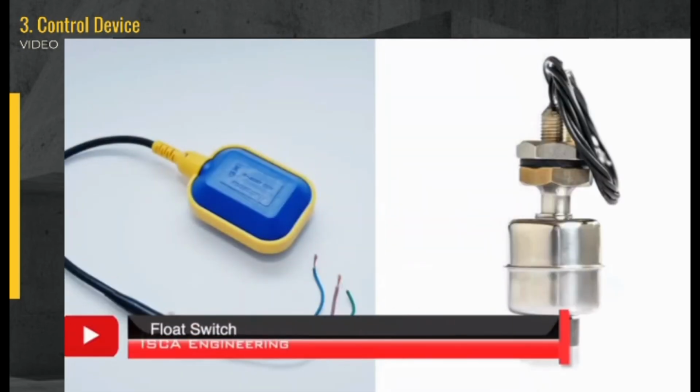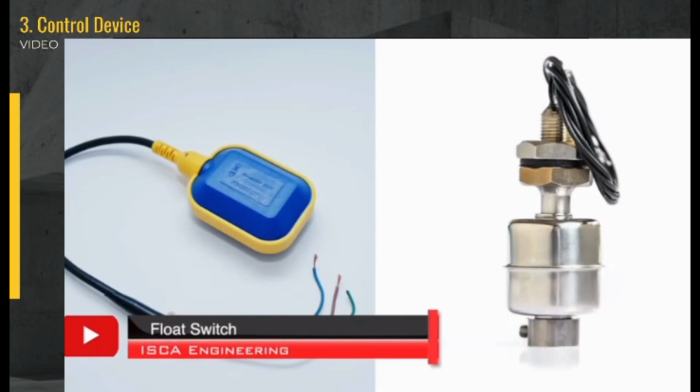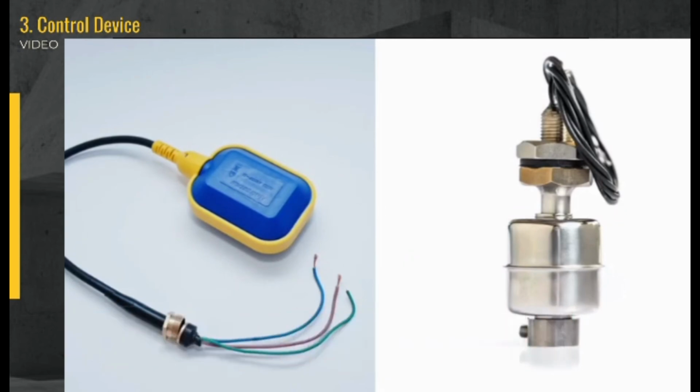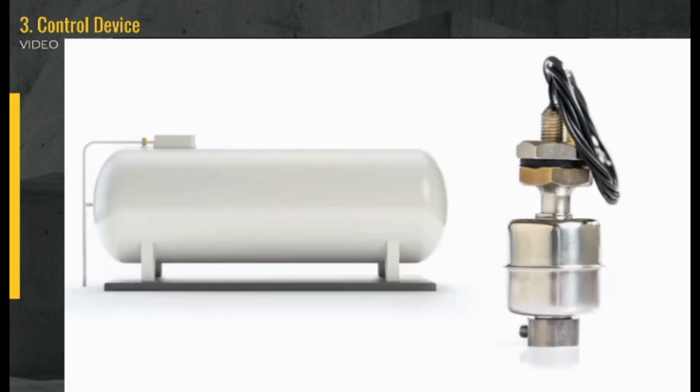Float switches are devices used to detect the level of a liquid. It can provide automatic control for motors that pump liquid from or into a tank. As the level of liquid rises or falls, it will either close or open a circuit respectively. Due to its reliability, it's one of the most frequently used devices used for monitoring liquid levels.